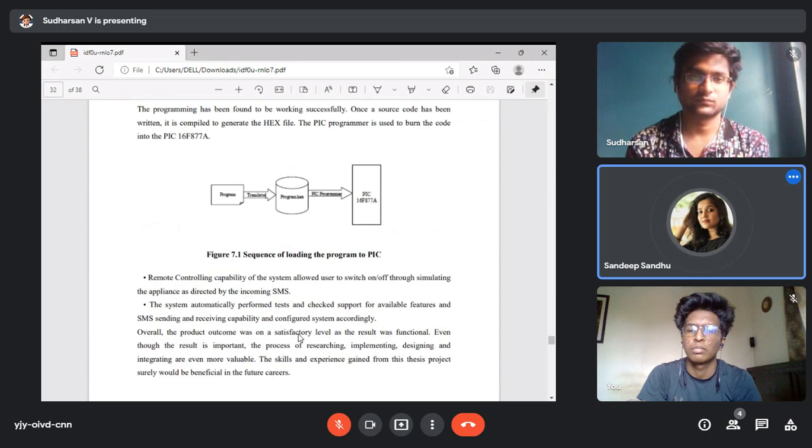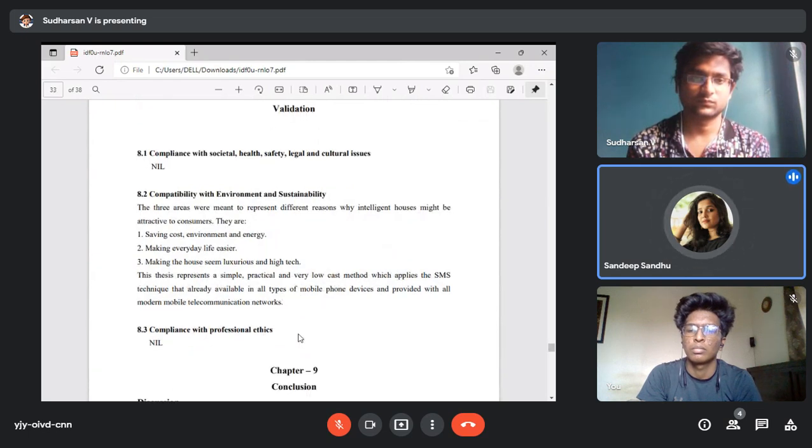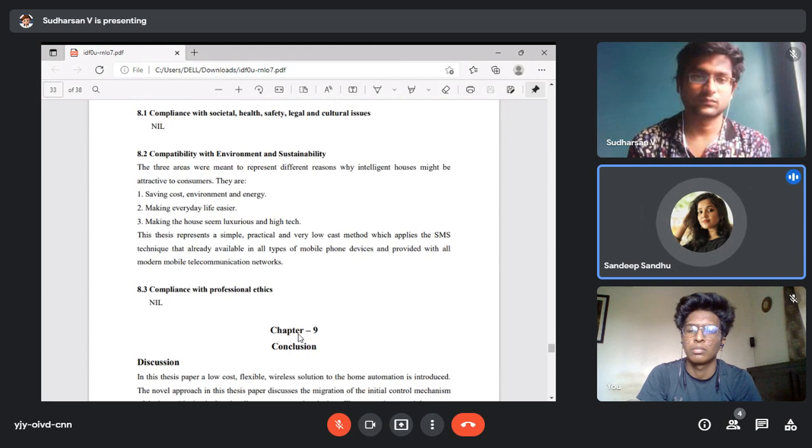16F877A. Chapter 8 Validation. Compatibility with environment and sustainability. There are three areas that represent different reasons why an intelligent house might be attractive to consumers. They are saving cash, environment, and energy; making everyday life easier; and making the house seem luxurious and high tech.